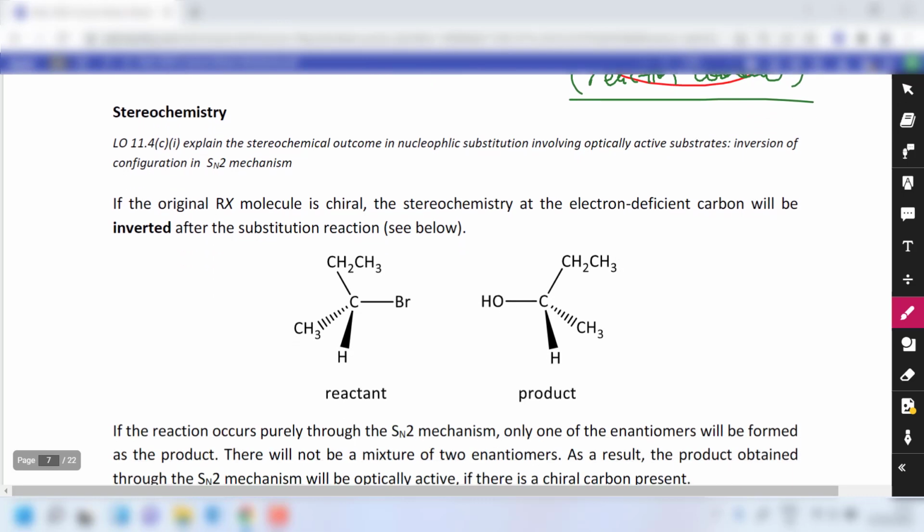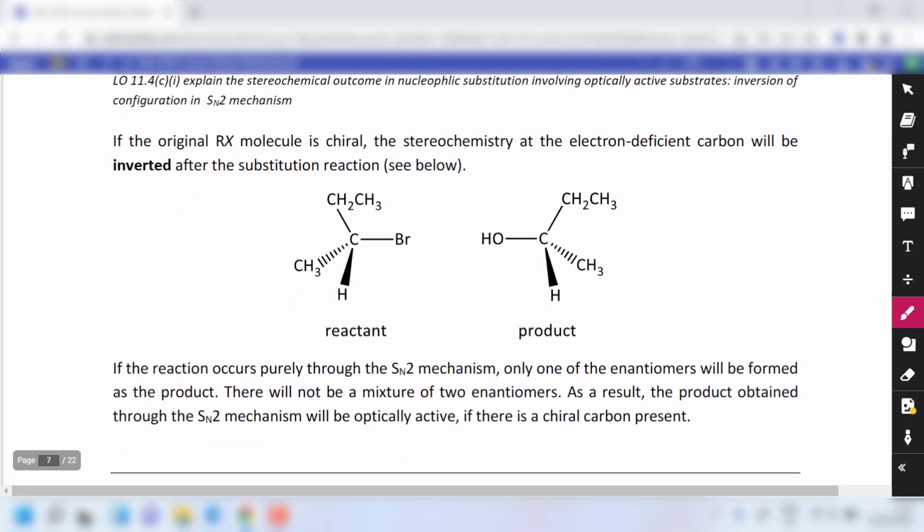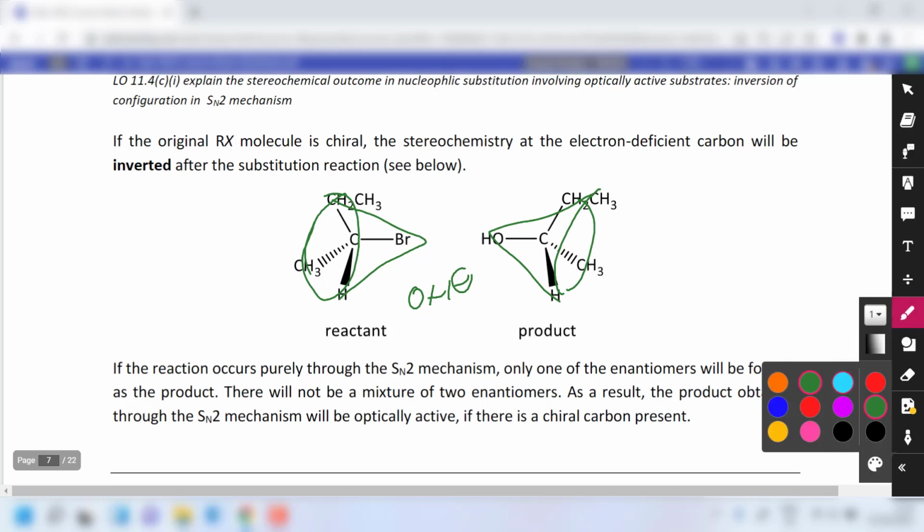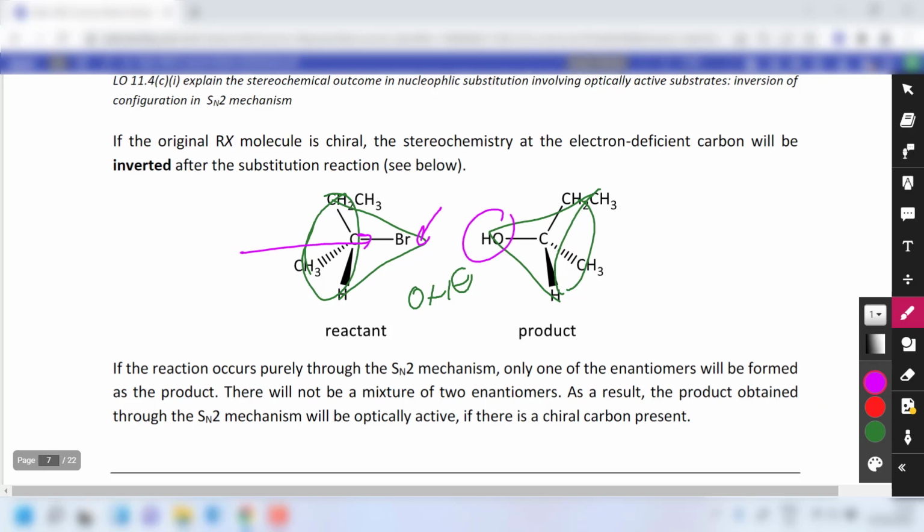The important thing here is the inversion of stereochemistry. We have a reactant here. If I draw a cone, it will look like this. After the reaction with OH minus, you notice that the cone actually turns inside out. What is the meaning of turning inside out? I put my hand here and then pull out from inside, and when I pull it out, this is how it looks. This is known as the inversion of stereochemistry.